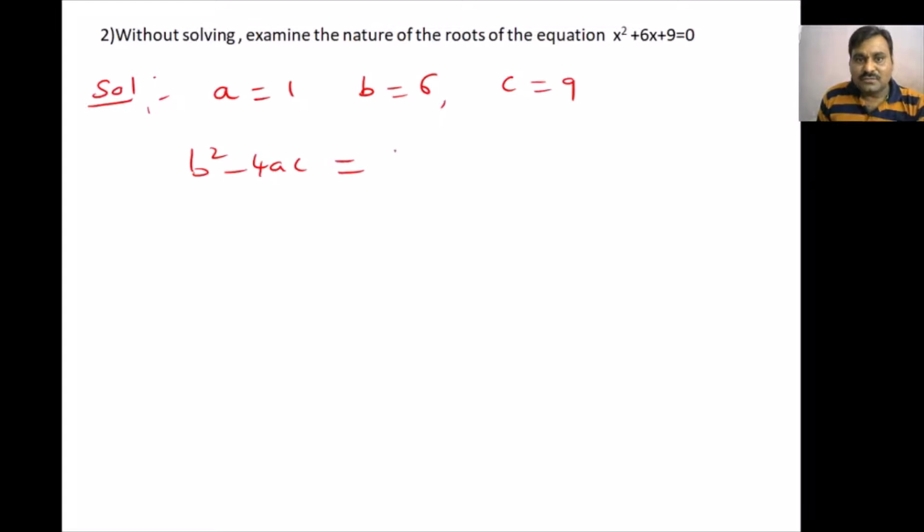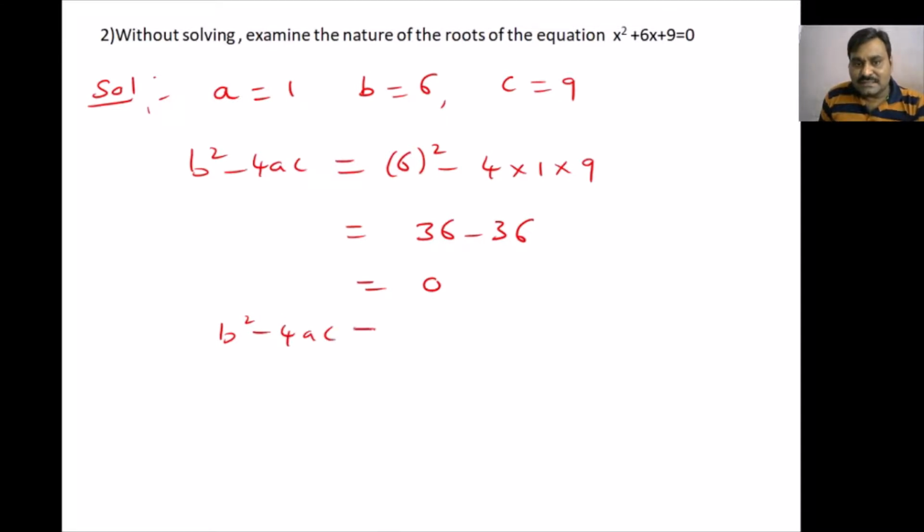So b square minus 4ac is equal to, the b value is again 6 here, 6 square minus 4 into 1 into 9. That is 6 square is 36 minus 4 into 1 into 9, which is also 36. 36 minus 36 is 0. So b square minus 4ac is equal to 0 we got.